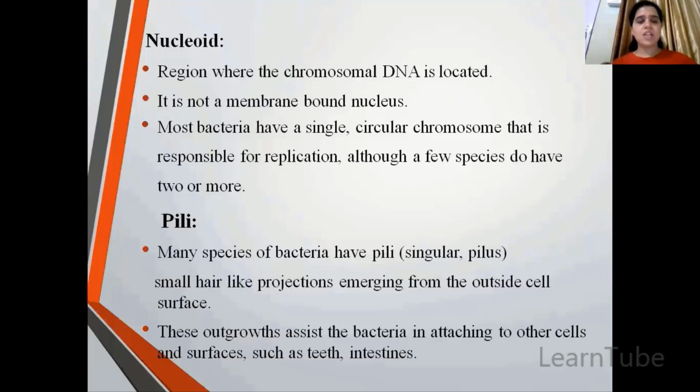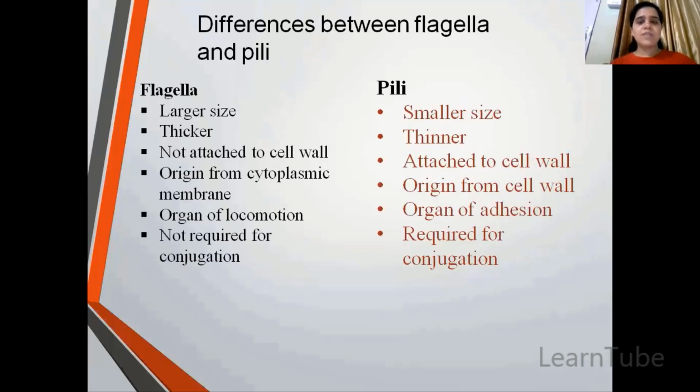Now what is the difference between flagella and pili? Flagella are obviously larger in size, pili are smaller. Flagella are thicker, pili are thinner. Flagella are not attached to the cell wall, pili are attached to the cell wall. Flagella originate from the cytoplasmic membrane, pili originate from the cell wall. The organ of locomotion is flagella, the organ of adhesion is pili. Flagella are not required for conjugation. Conjugation is a process of replication, so obviously pili are required for it. So, this was the basic introduction of bacteria, the components of bacteria.